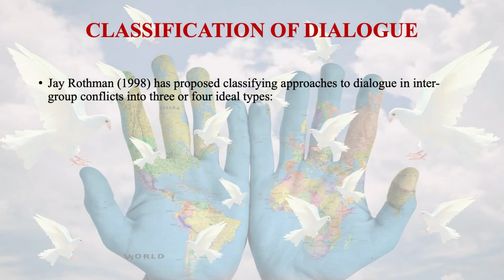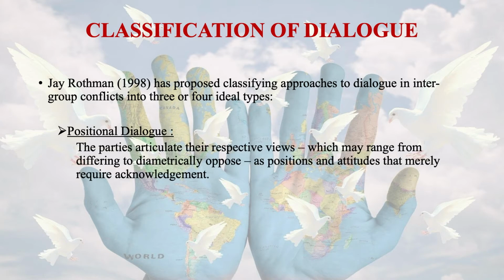After having understood the characteristics of dialogue, now we should know about the classification of dialogue. What are the different types, typology and classification of dialogue? J. Rotman has proposed classifying approaches for dialogue in intergroup conflicts, and they are basically 3 to 4 ideal types. So there could be 3 or 4 classifications of dialogue for different approaches to intergroup conflict. What are those? One is positional dialogue.